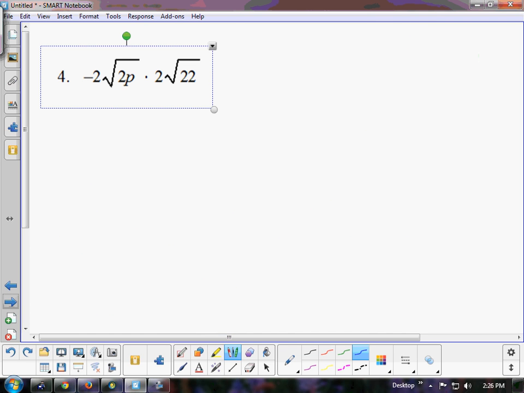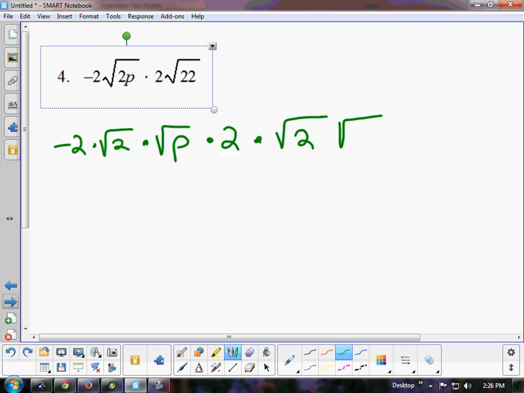Okay, moving on to number 4. Similar to what we just did, let's break it up. We could do this a little bit differently. Negative 2 radical 2 radical p, and this is all times radical 22, but radical 22 is really radical 2 times radical 11.